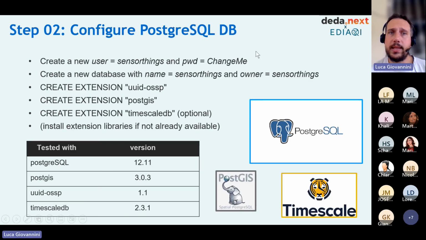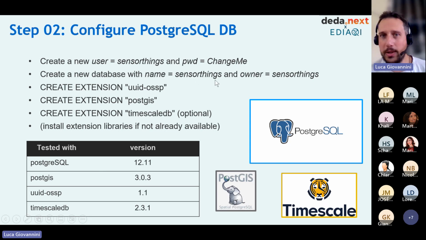So the second step is to configure the database. The Frost application relies on a Postgres database. So of course you have to already have one or install a new one if you decide you want to have a dedicated Postgres database. You have to create a specific user that will be used by the Frost application. This is just the user password suggested for the initial installation. Of course, you can choose whatever you want. Then you have to create a new database.